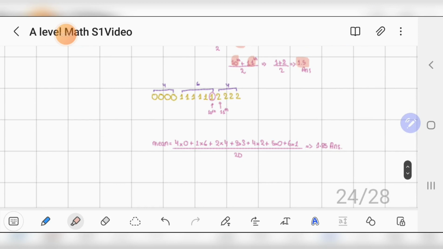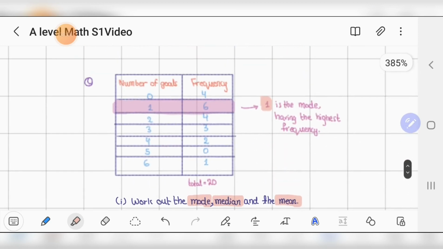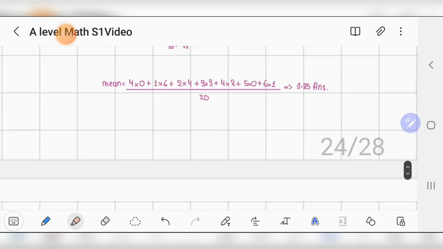And as for the mean, it's very simple. Multiply all of these by the frequency, and you will get the mean.